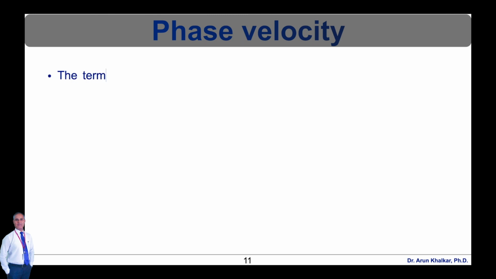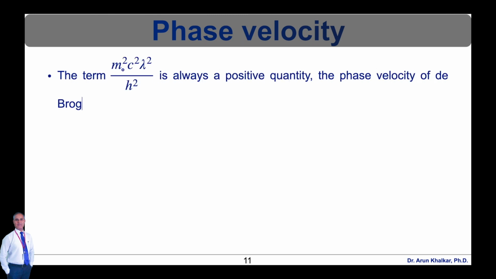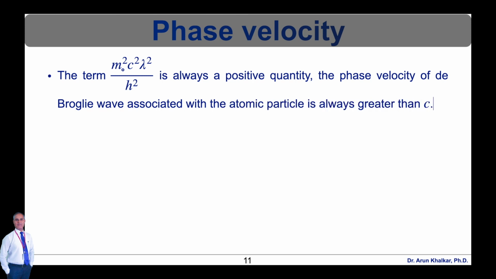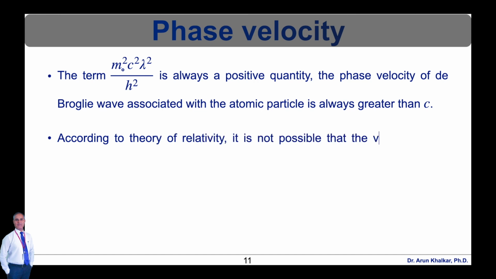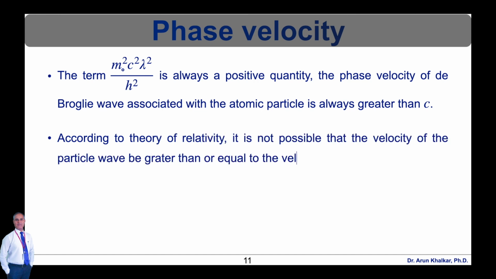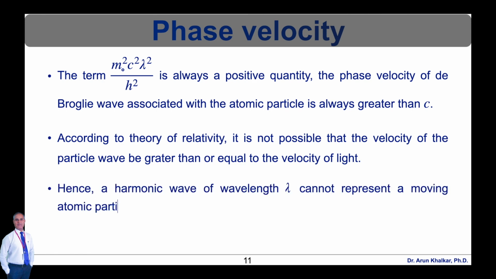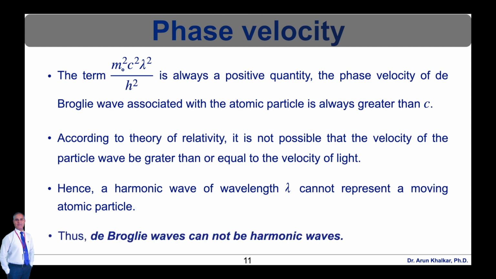In the above equation, the term m0 square c square lambda square divided by h square is always a positive quantity. The phase velocity of the de Broglie wave associated with the atomic particle is always greater than the speed of light. So, according to the theory of relativity, it is not possible that the velocity of any particle wave is greater than or equal to the velocity of light. Hence, a harmonic wave of wavelength lambda cannot represent a moving atomic particle. Thus, de Broglie waves cannot be harmonic waves. So, this is very important.